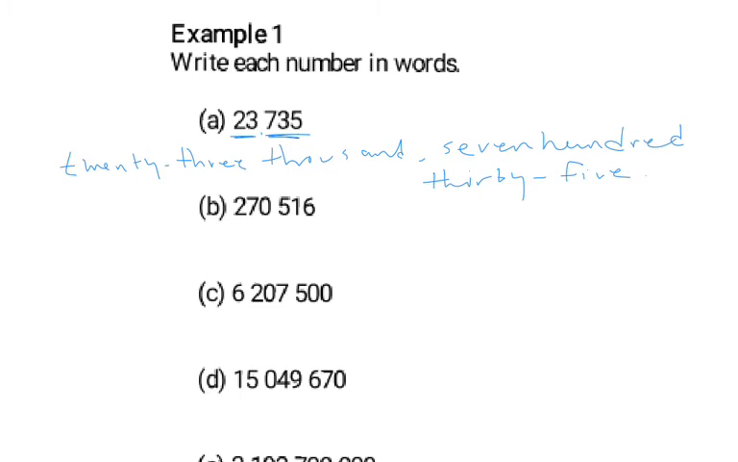If we look at B, that first set of 3 is thousands, so I have 270,000, comma, and then 516. Okay, so now let's move down to C and do that one in writing. So I have my ones period, my thousands, and my millions. So I have 6 million.